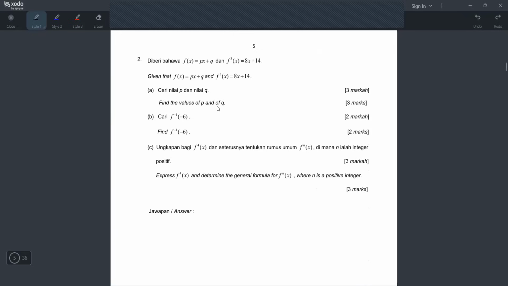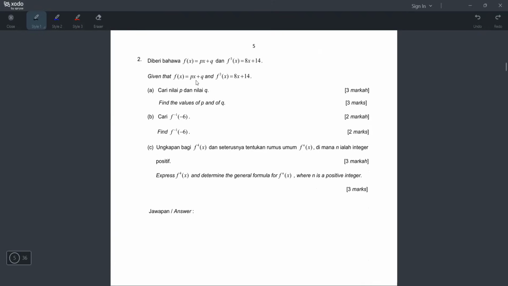Okay, let's continue with question number 2. Given that f(x) equals px plus q and f power 3 of x equals 8x plus 14. So f power 3 means what? It means f, 3 times, right? So let's read what the question wants. The question this time wants you to find what? It wants you to find the values of p and q.